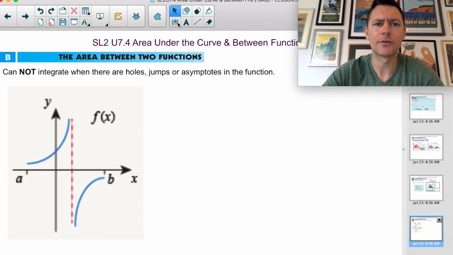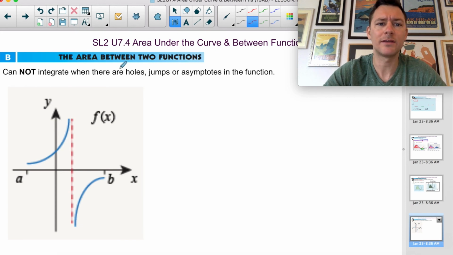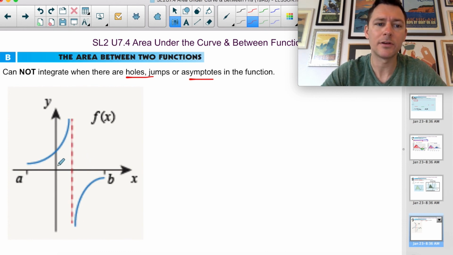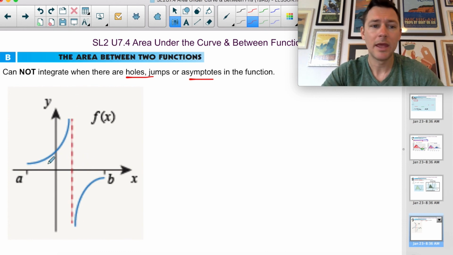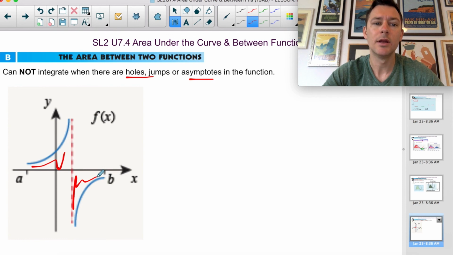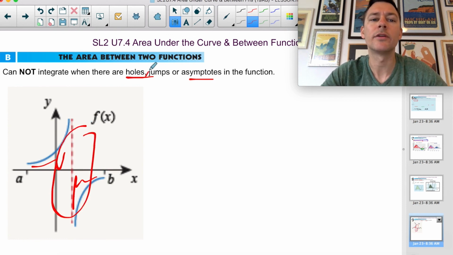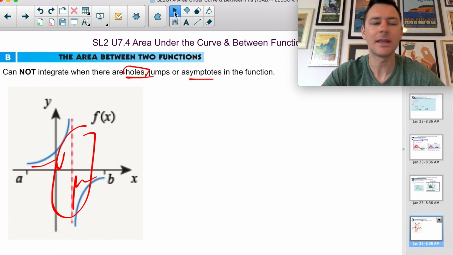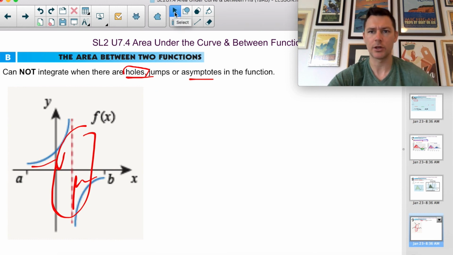You can't integrate with these same tricks if there are holes or jumps or asymptotes in the function. So when you see an asymptote, and you shouldn't very often, you might have to think about how to break it up and think about the area under here, because this asymptote wreaks havoc with our integration. It's not that it can't be done, it's just that other considerations need to be taken, and that's not where we are interested in going right now.